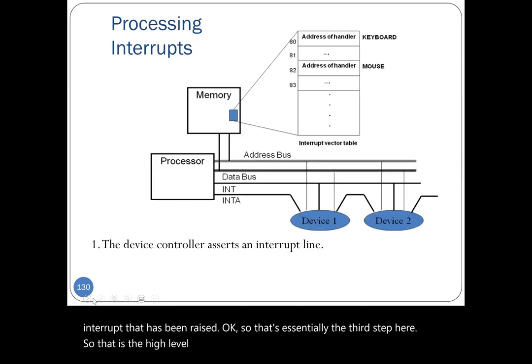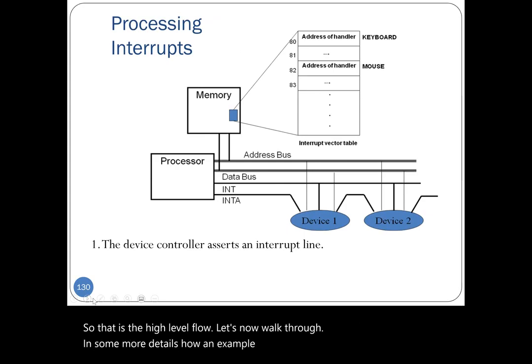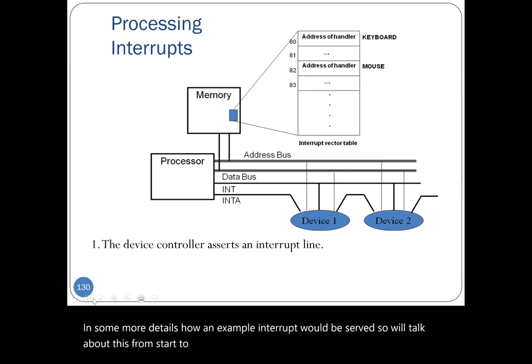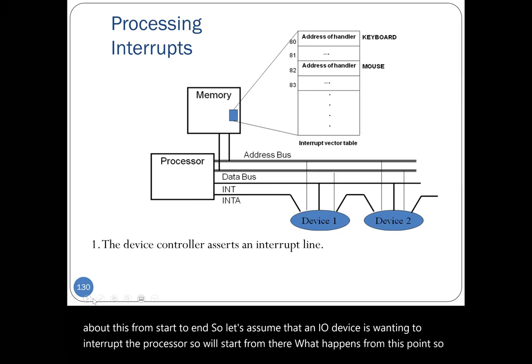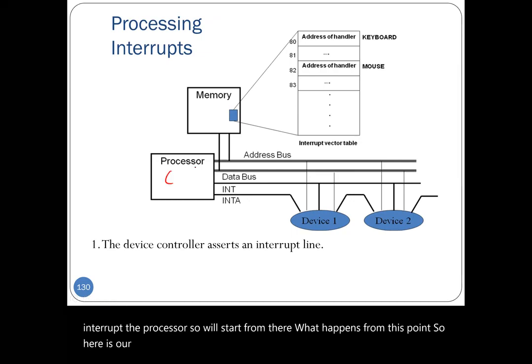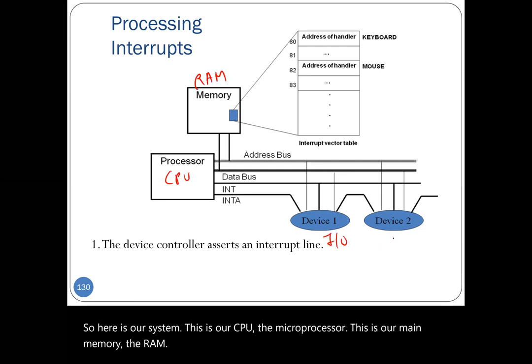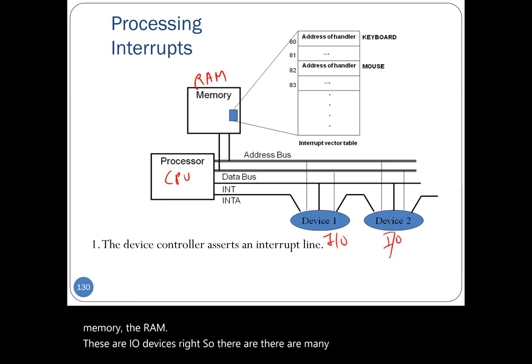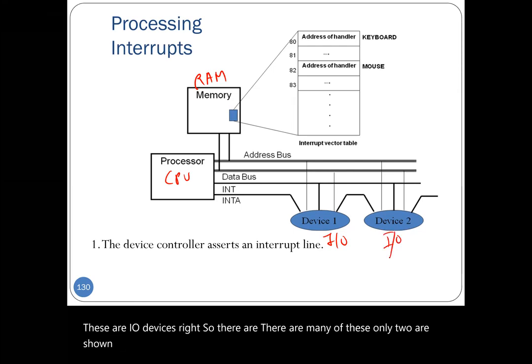Let's now walk through in some more detail how an example interrupt would be served. We'll talk about this from start to end. So let's assume that an IO device wants to interrupt the processor. We'll start from there, what happens from this point. So here is our system. This is our CPU, the microprocessor. This is our main memory, the RAM. These are IO devices, right? So there are many of these. Only two are shown, but there can be many more connected in a chain.